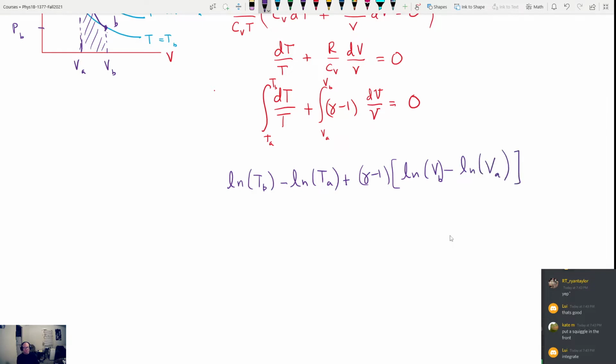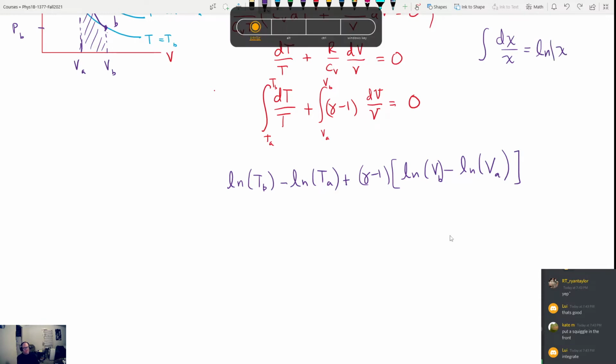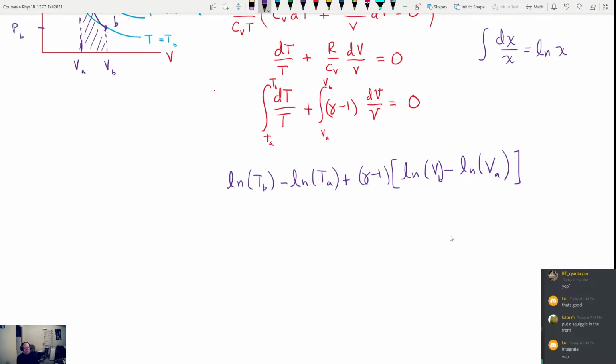If you don't remember, the integral of dx over x is equal to the natural log of x, and maybe there are absolute value signs in here or something like that. We don't worry about that because pressure and temperature are always positive, right? As long as you're talking about absolute temperature, they're always positive, so we don't need to worry about things like absolute value symbols. And of course, this is all equal to 0 as it was before.